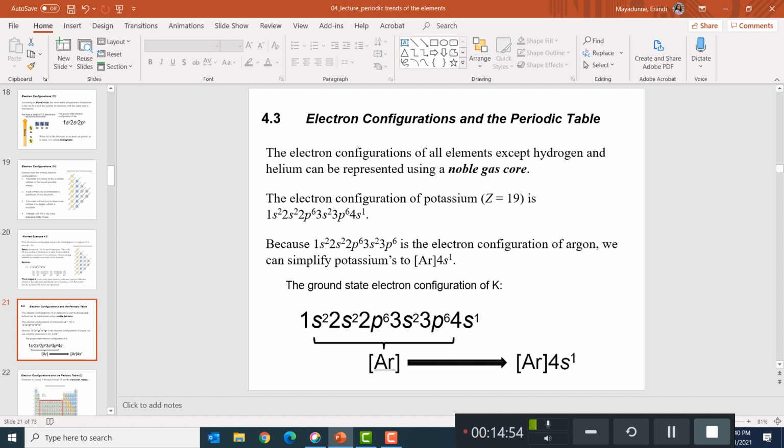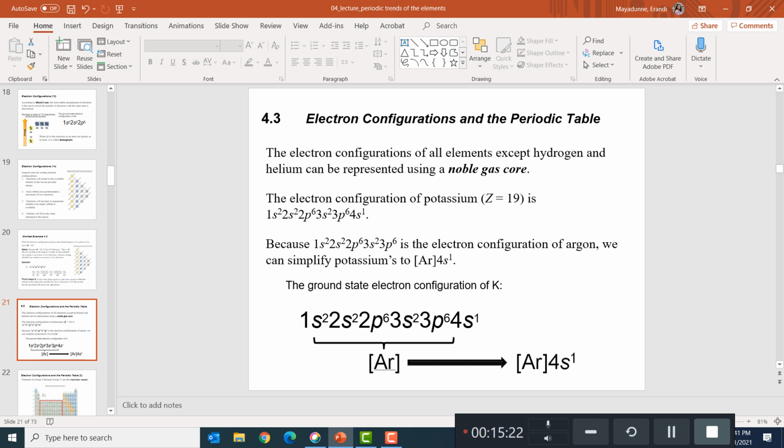Then I'm coming to the electron configuration and the periodic table. You can always get a lot of information about the position of an element in the periodic table from the electron configuration. Very first thing, if the electron configuration ends with an s orbital, that means the element is in the s block.